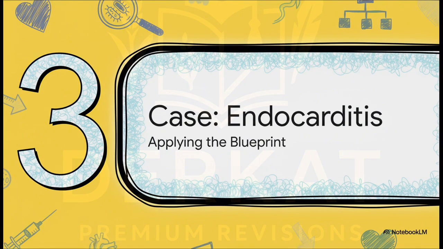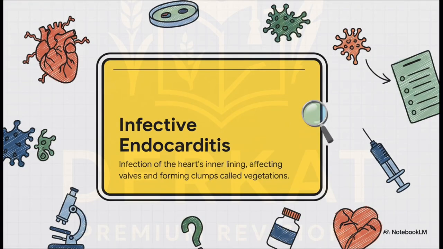All right, it's time to put this blueprint to work. Our first case file is a really serious heart condition, infective endocarditis. We're going to walk it through all 5 steps. Okay, step 1, the what. So what is infective endocarditis? Well, it's an infection of the endocardium. That's just the fancy name for the heart's delicate inner lining.